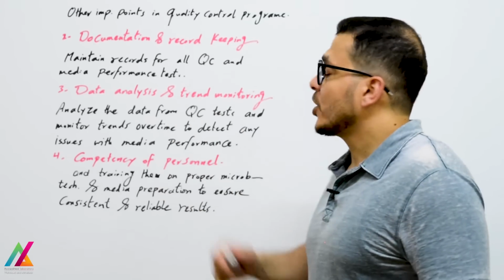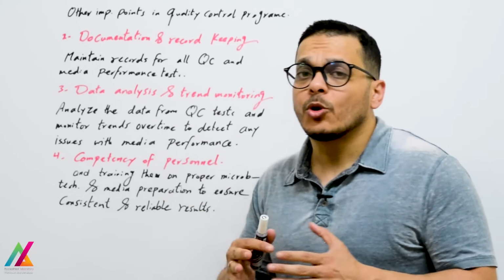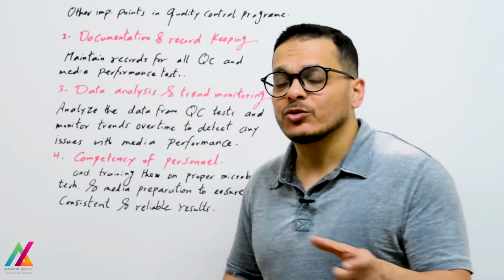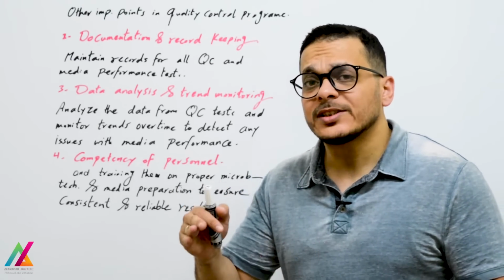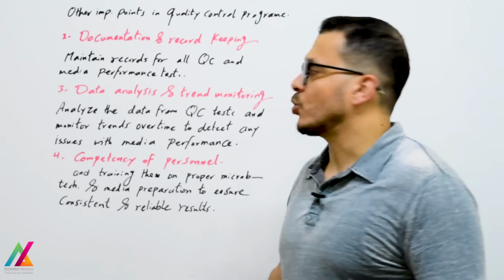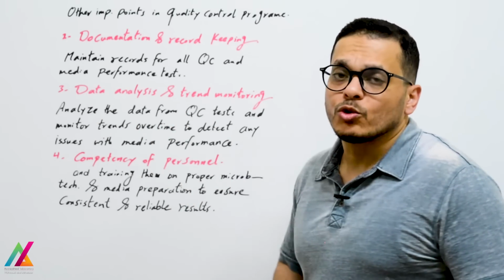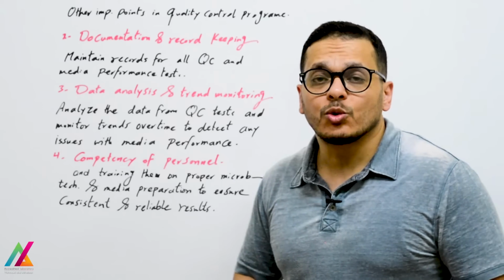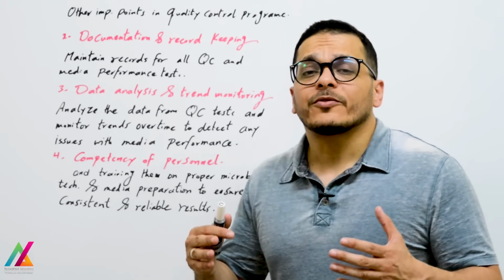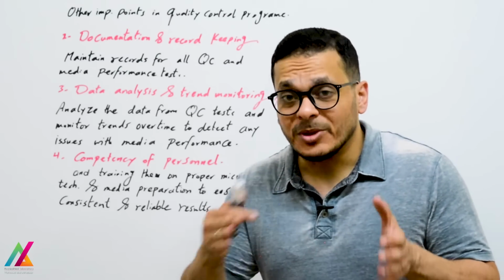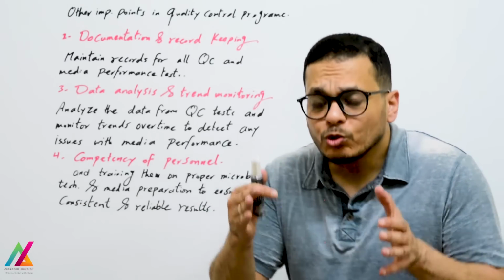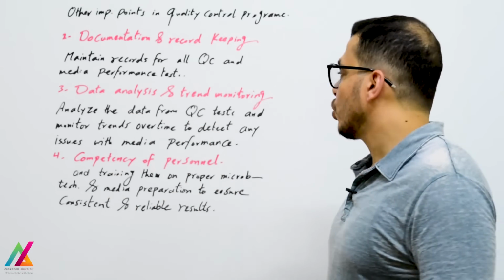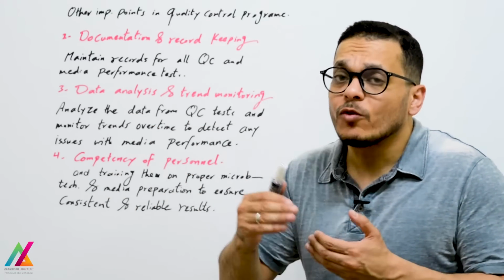Also, we have documentation and record keeping. You should keep all records relating to the quality control program. All results that come out from the quality control program shall be recorded according to your procedures. Maintain records for all quality control and media performance tests. Data analysis and trend monitoring: you should ensure the performance of the measurement process and media performance over a long time scale, not only for one sequence or one day. Analyze the data from quality control tests and monitor trends over time.